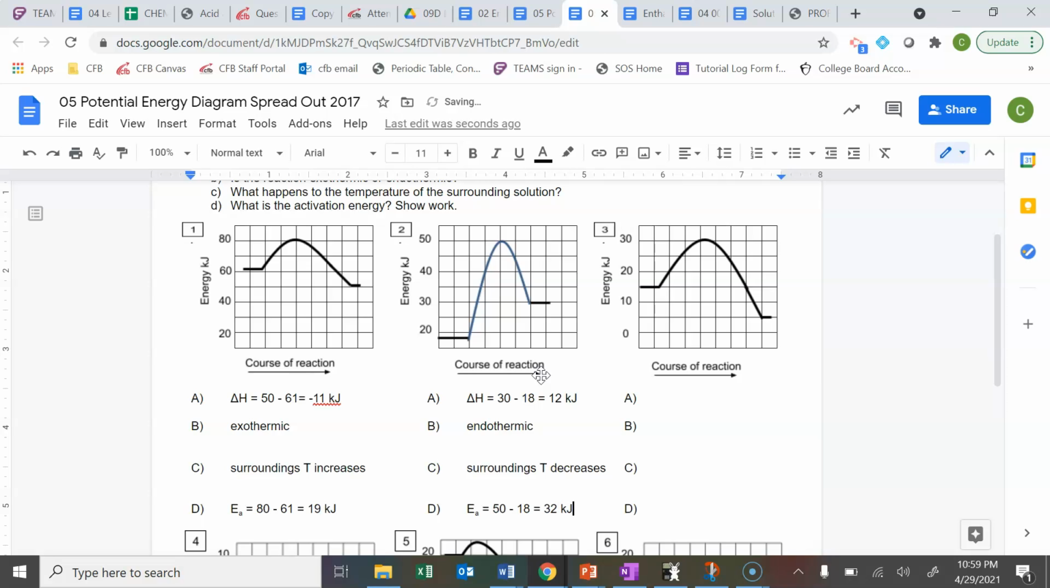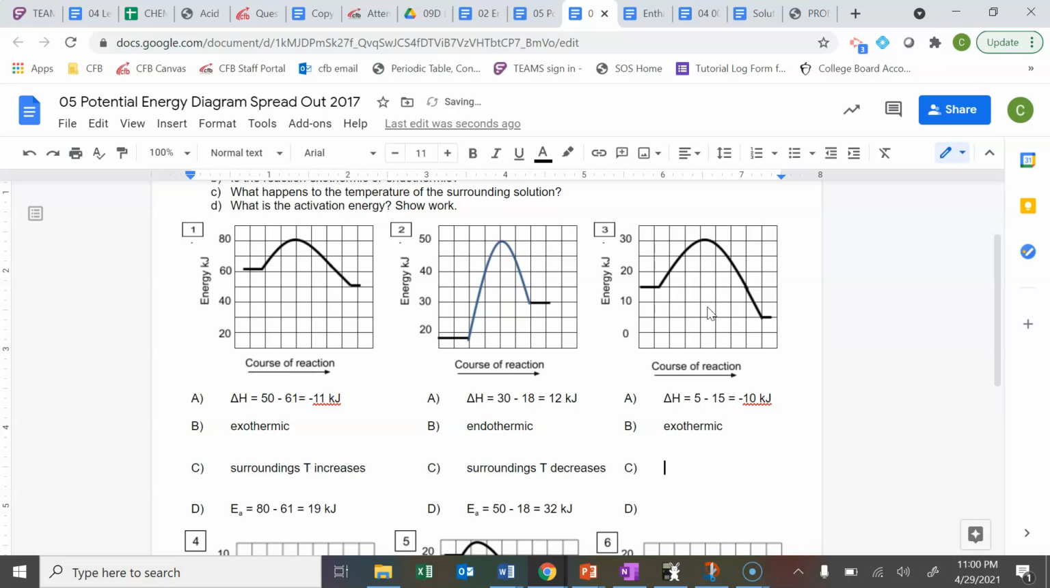Alright, one more problem that I'm going to do, and I think you should have it at that point. Delta H equals the products minus reactants. So we have 0, 5, 10. This looks like 5. So 5 minus, and then I have 10, 15, 20. Okay, that's 15. Products minus reactants. 5 minus 15 is going to be negative 10 kilojoules.